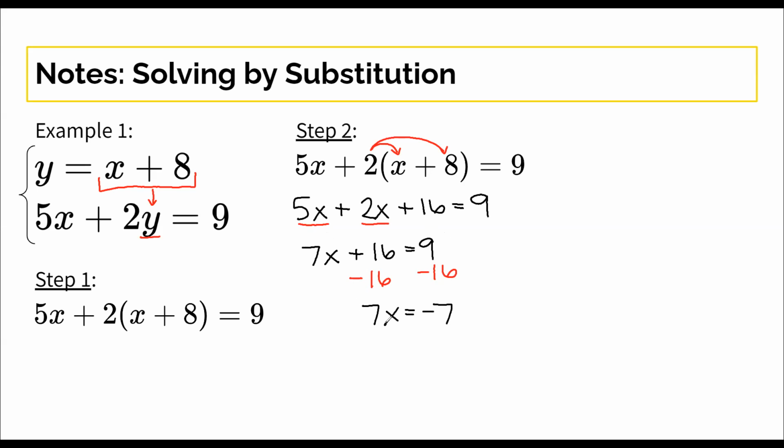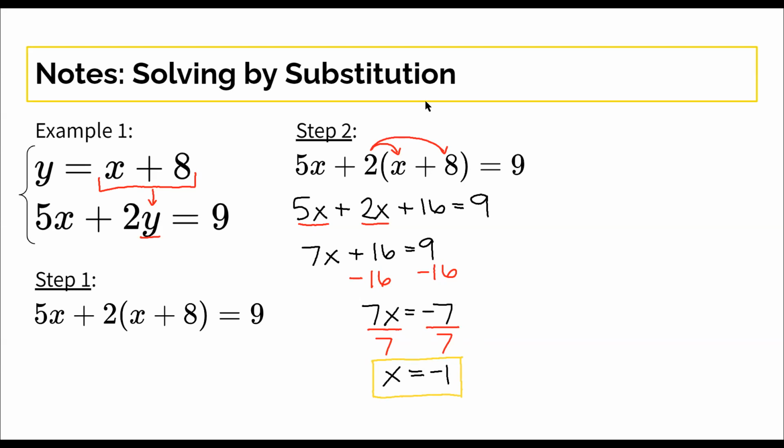Last step, we have to deal with that coefficient, which is being multiplied by the x. And undoing multiplication requires division. So I'm dividing both sides by that coefficient of 7. On the left, it cancels, and all we're left with is x. On the right, minus 7 divided by 7 is minus 1. So we've found the first value in our solution. We know these two equations, if we graph them, will cross at x equals minus 1.